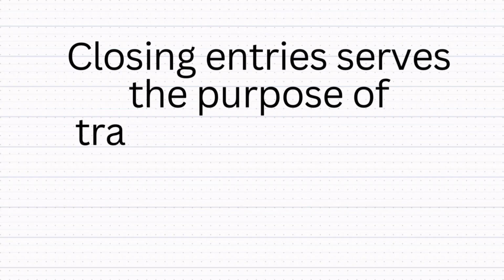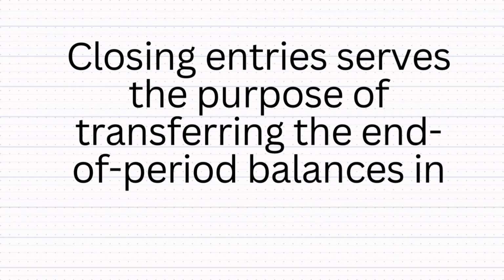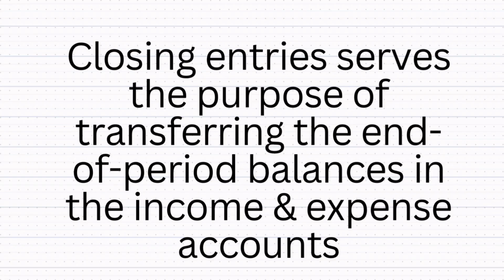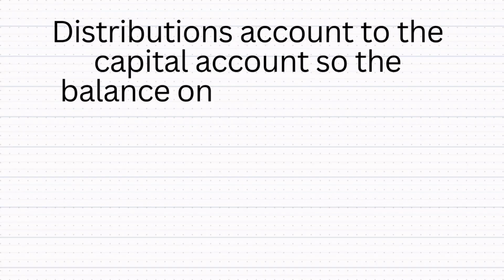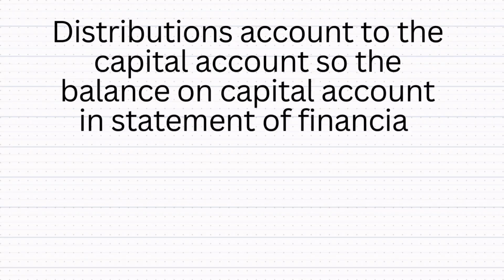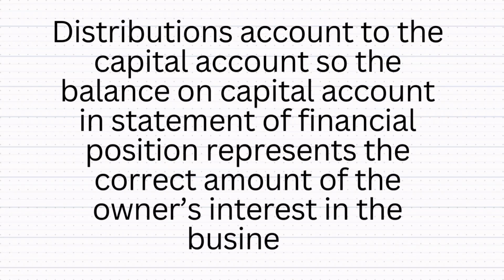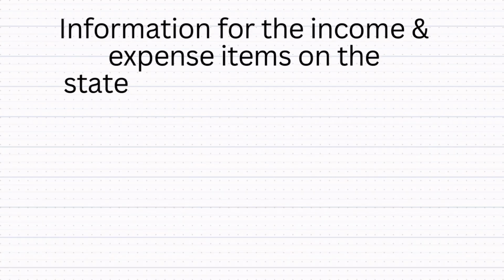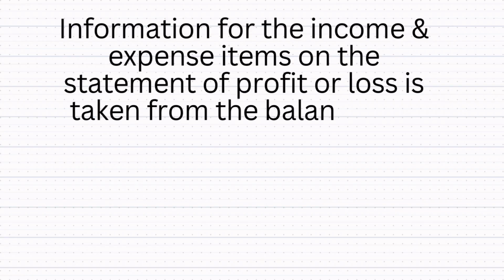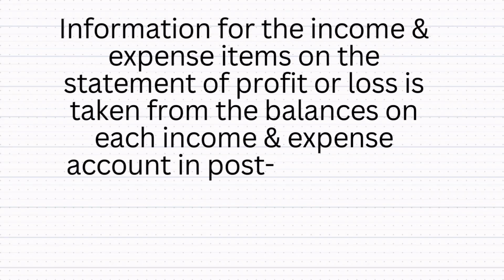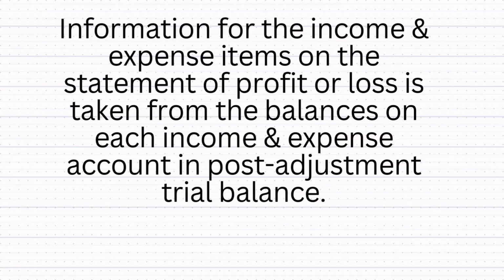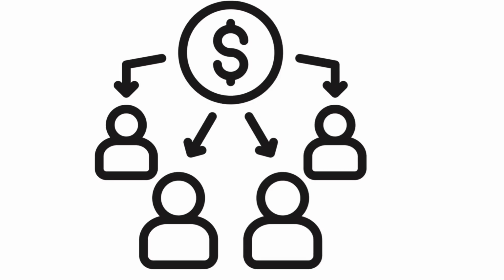So closing entries serve the purpose of transferring the end of period balances in the income and expense accounts, as well as the distributions account, to the capital account. So the balance on the capital account in the statement of financial position represents the correct amount of the owner's interest in the business. The information for the income and expense items on the statement of profit or loss is taken from the balances on each income and expense account in the post-adjustment trial balance. Distributions to the owner need to be cleared.